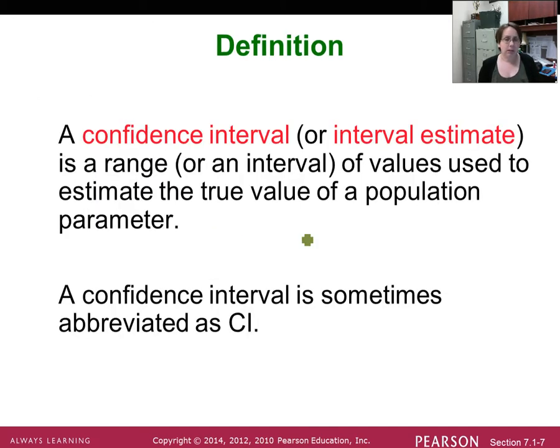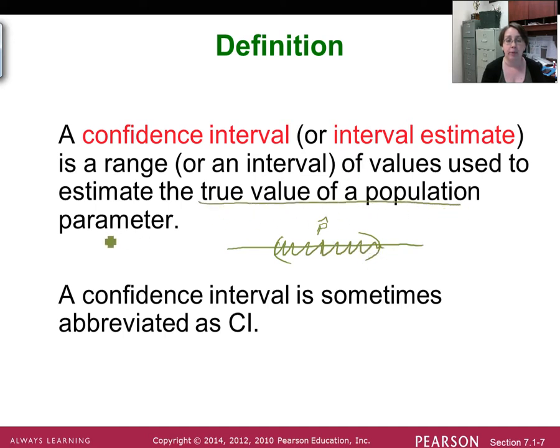Now, we're going to take that point estimate and build a confidence interval, sometimes called an interval estimate. This is a range or an interval of values used to estimate the true value of a population parameter. So on the number line, if your point estimate, p hat, is right here, we're going to build an interval around that. Somewhere in this interval, we are estimating that the true value of the population parameter lies.